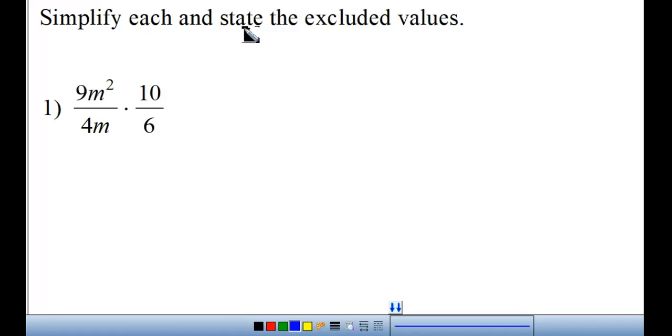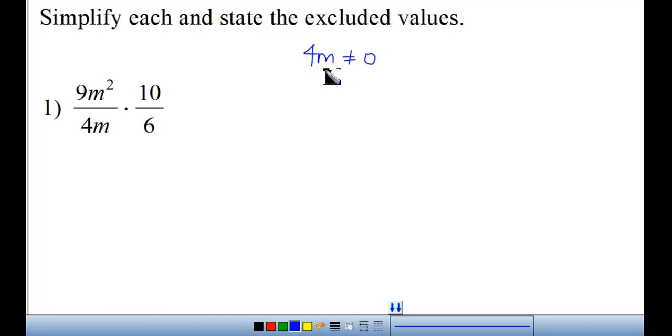So step number 2 is going to be to state the excluded values. Where do excluded values come from? We're going to look at the denominators. And if the denominator includes a variable, we're going to take that denominator and set it not equal to 0. So why do we do this? We do not want either one of these denominators to turn into a 0. If we have a 0 in the denominator, that fraction becomes undefined, and I cannot solve this problem.